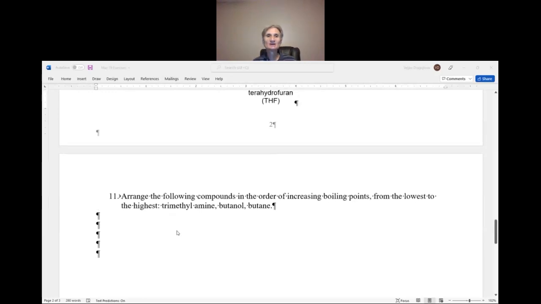And then next one: arrange the following compounds in the order of increasing boiling points, from the lowest to the highest. So you have trimethylamine, butanol, and butane. You may want to draw these compounds. I intentionally write it this way, and actually for butanol, I can put, let's say, 2-butanol, so that it tests not only whether you know intermolecular interactions, but whether you know nomenclature. Some of you may be able to figure it out from the names, but it's a good idea, particularly if you have the time, to draw these compounds.